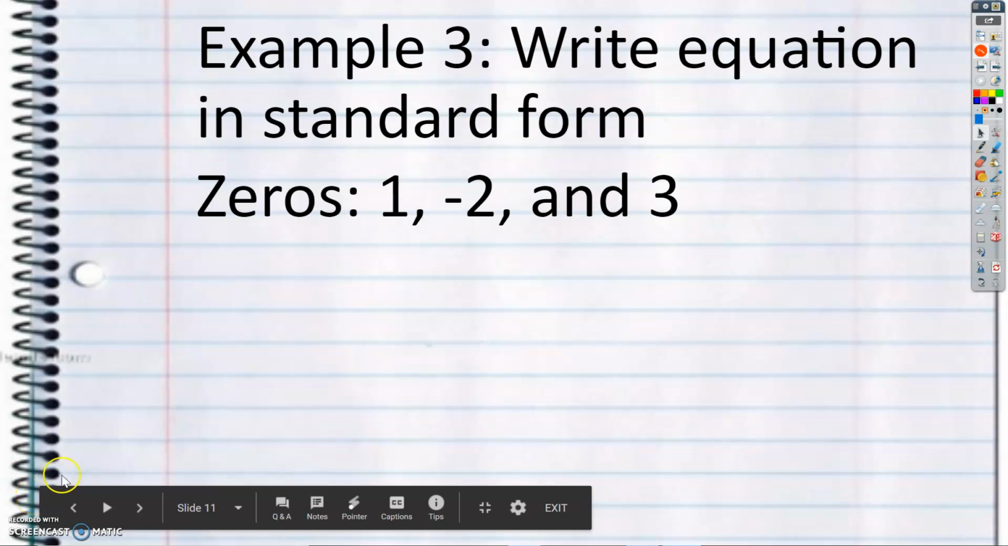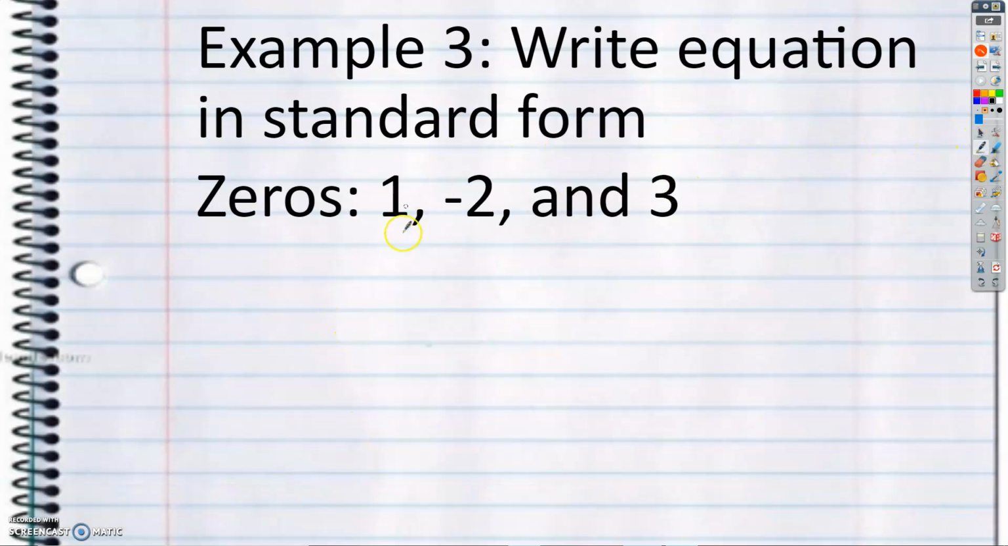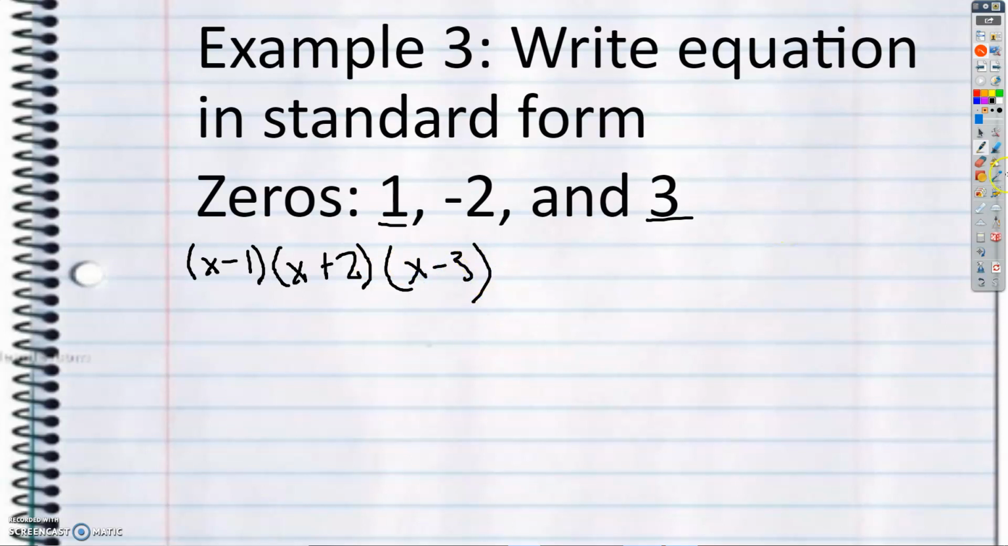Example 3, we're going to write equations in standard form. So, we already know how to write equations in factored form, so all we're going to do is take these zeros and write them as factors. So, this is plus 1, so when I write it as a factor, it's going to be x minus 1. This is minus 2, so when I write it in factored form, it's x plus 2. And then this is a positive 3, so when I write it in factored form, that's x minus 3.